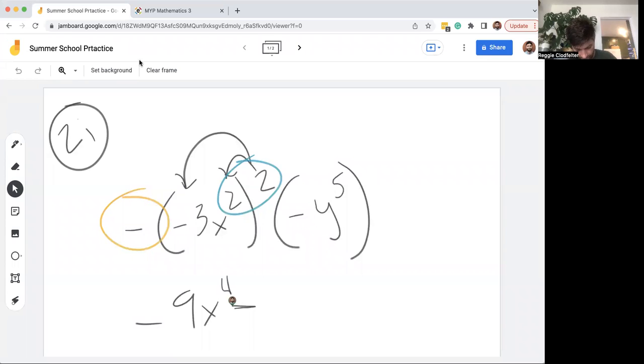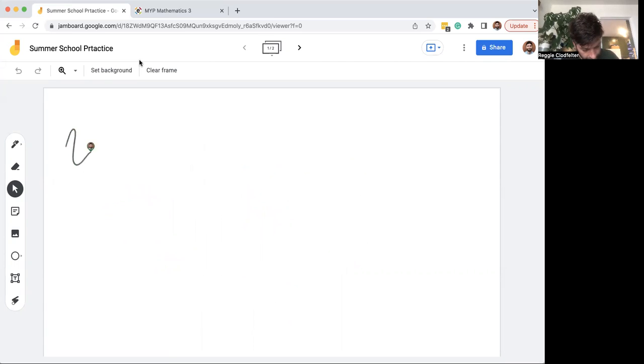And then here we've got negative y to the fifth. And there you go, negative 9x to the fourth. Oh, multiplied by, the way I wrote it, would be minus negative 9x to the fourth multiplied by negative y to the fifth. And that's it. You don't do anything with the right part. 2I. Okay.